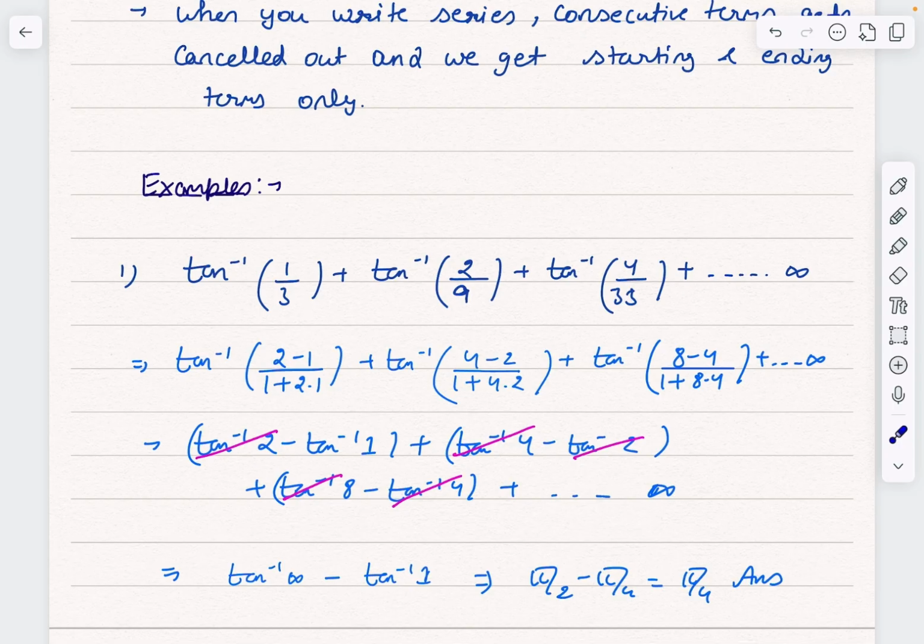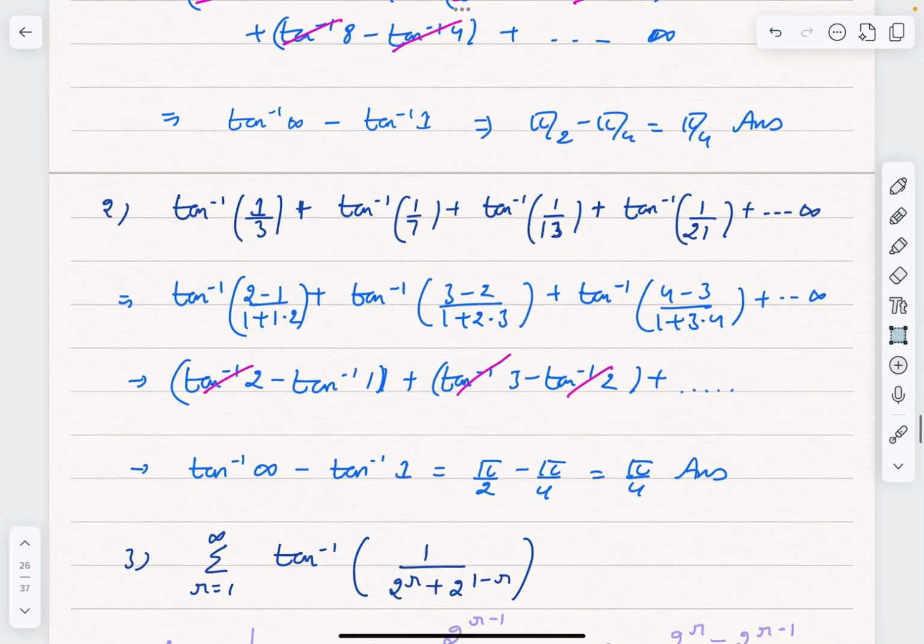I hope it is clear to all of you guys. This is an important log concept. They do ask these kind of questions. Let us try the next problem yourself.